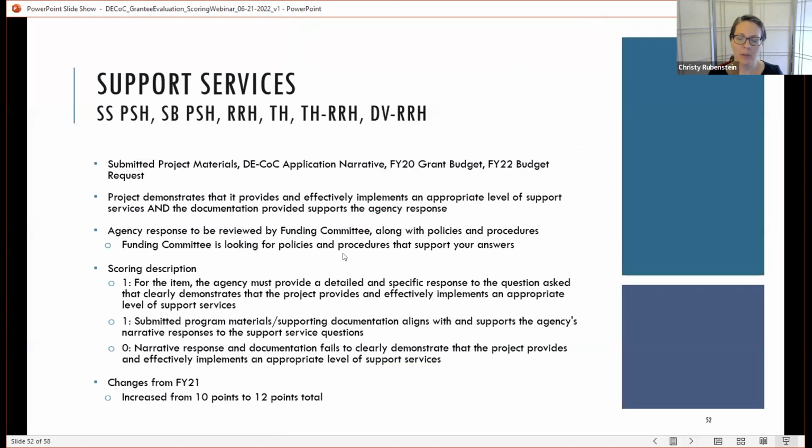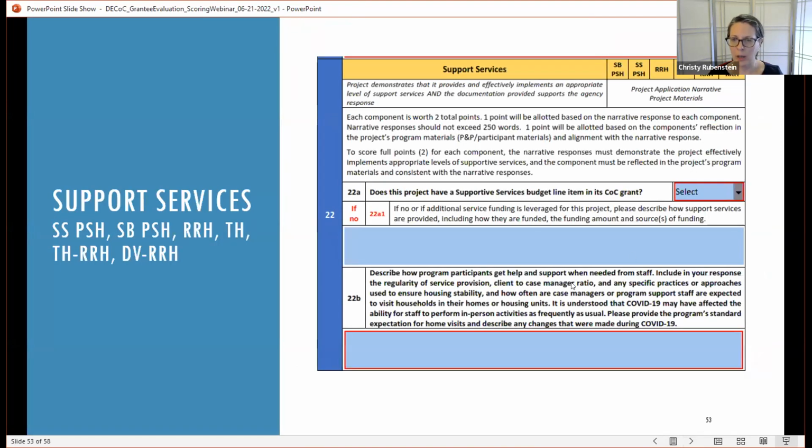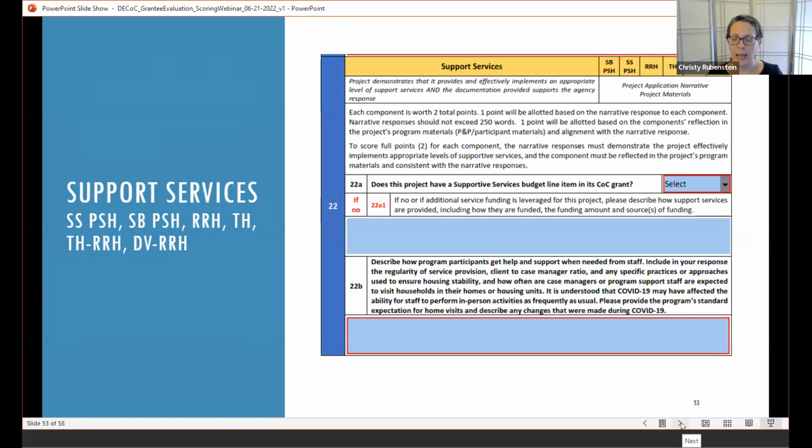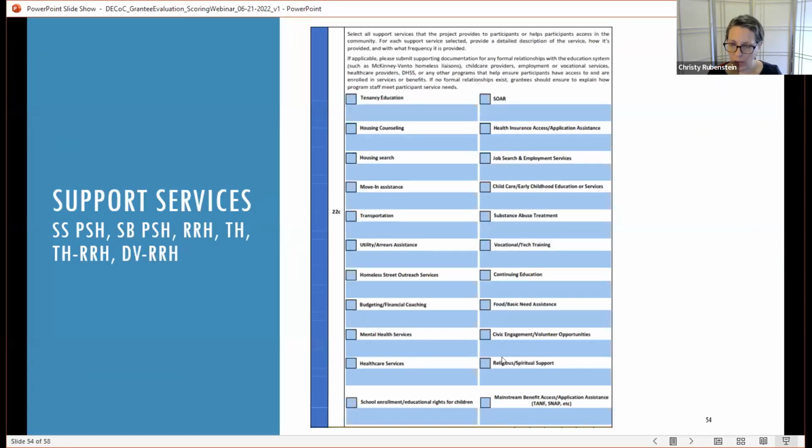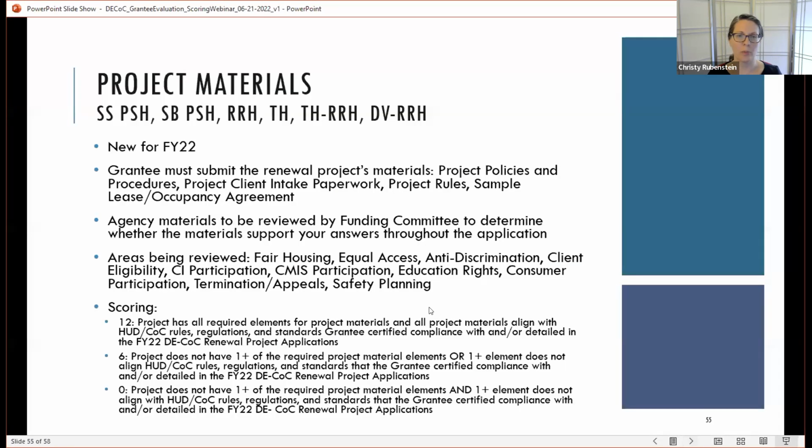Support services, very similar in the sense like you're gonna have some narratives and the committee is gonna be reviewing your responses, and then they're going to review the submitted materials and make sure everything's in alignment, and that's what the points are based on. So what that looks like is, again, we have these questions related to support services provided. And then there's this checklist where you get to check off, these are all the amazing support services we offer, and provide a narrative description as well.